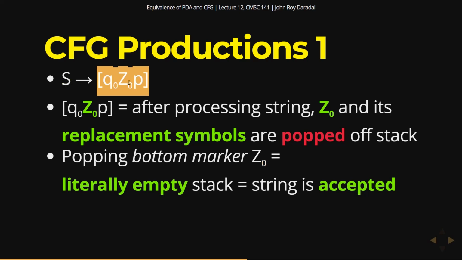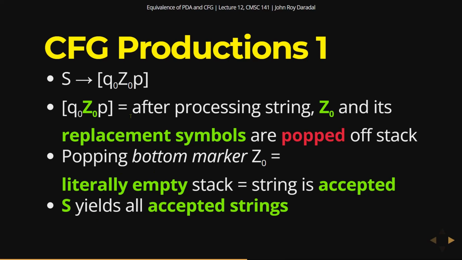Okay? So again, that is starting from the start state, you eventually end up in some state P. You don't know or care what that state is. So that's why you add it for all states P. And by doing so, you are popping off Z sub 0 and all of its replacement symbols. Okay? So if Z sub 0 is popped off, then that means that it's literally empty. Okay? So the literally empty means that it's the language of the PDA. So that will be equivalent to the language of the CFG. Okay? So S yields all accepted strings.